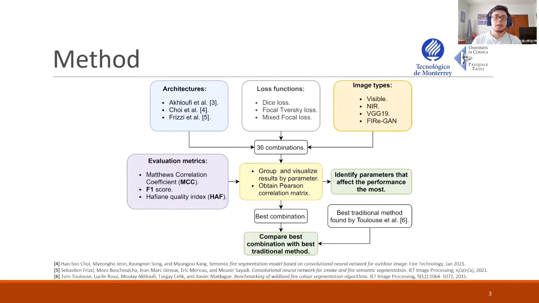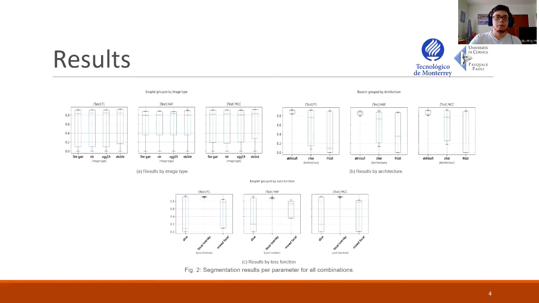So we have 36 combinations of architectures, loss functions, and image types, and we use 3 evaluation metrics, the MCC, F1, and Hafian scores. We group the results by parameter, and we also obtain the Pearson correlation matrix to identify the parameters with the most impact on the performance. Then we also identify the best combination and compare it with the best traditional method found by Toulouse and colleagues.